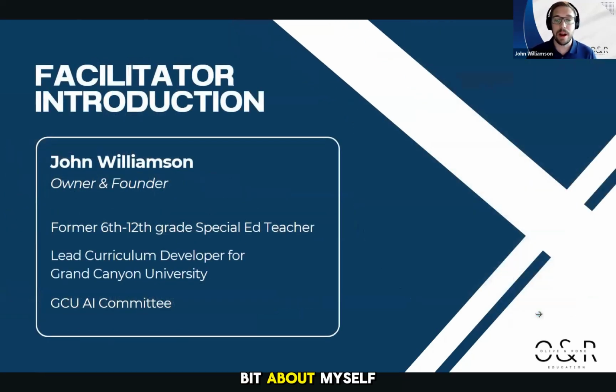And a little bit about myself. My name is John Williamson. I am the owner and founder of Olive and Rose Education, and I am a former 6th through 12th grade special education teacher. I did that for a few years here in Phoenix, Arizona at Scottsdale Christian Academy. And I absolutely loved it. I coached basketball there as well. So it was an absolute blast.